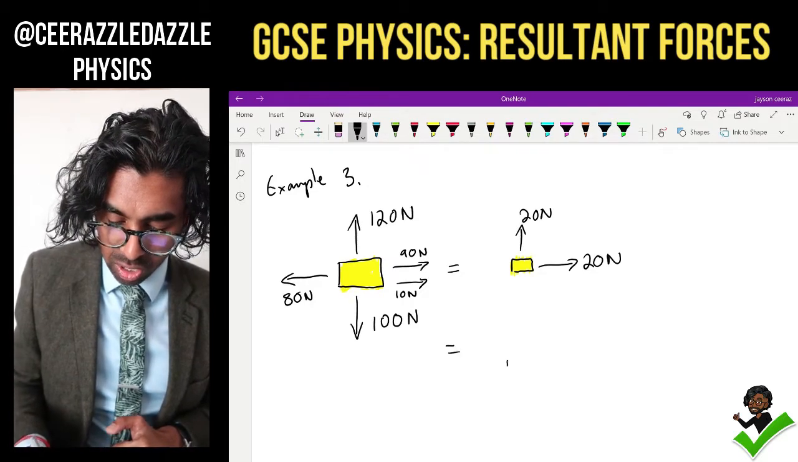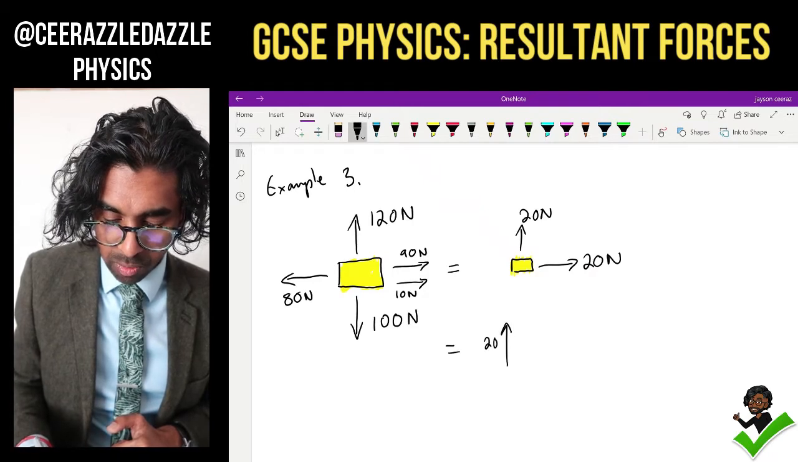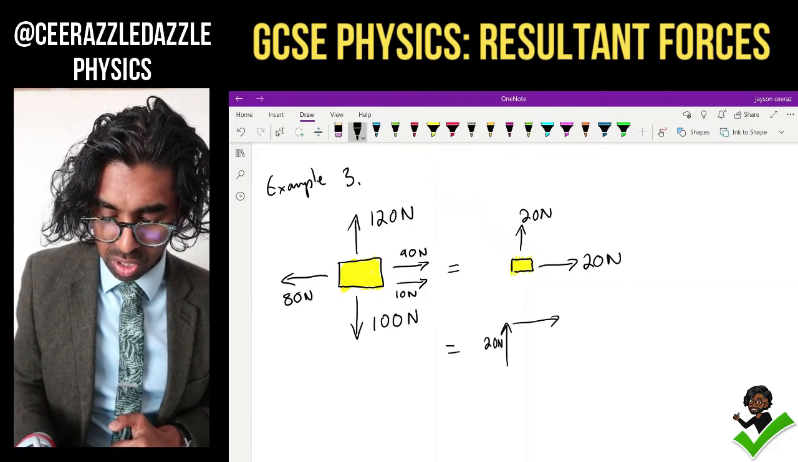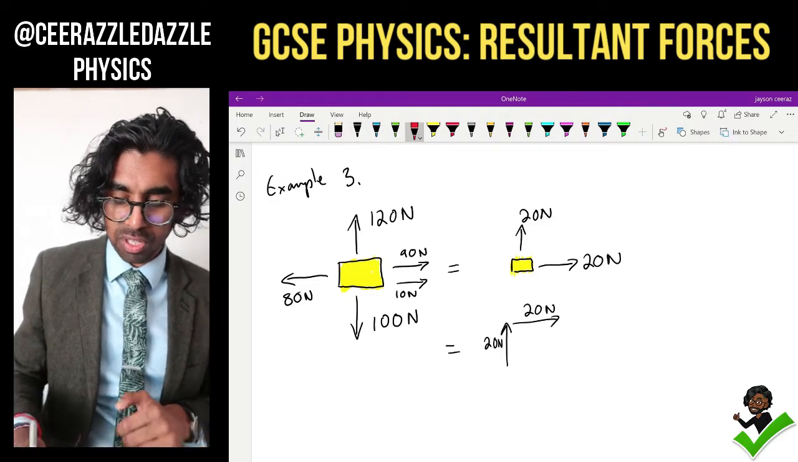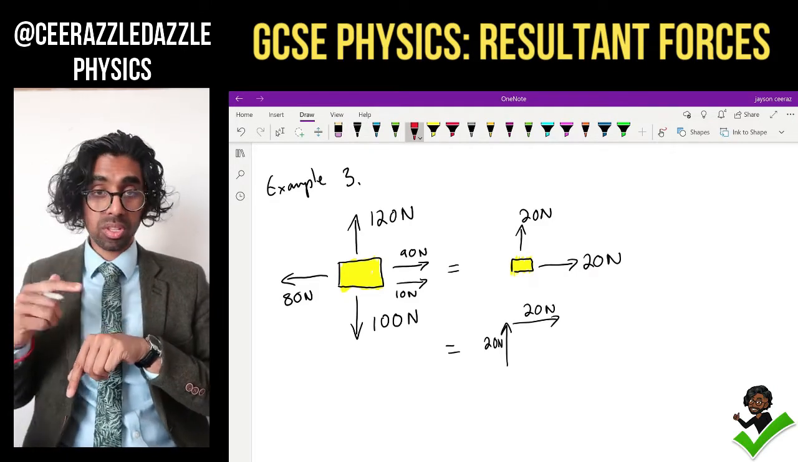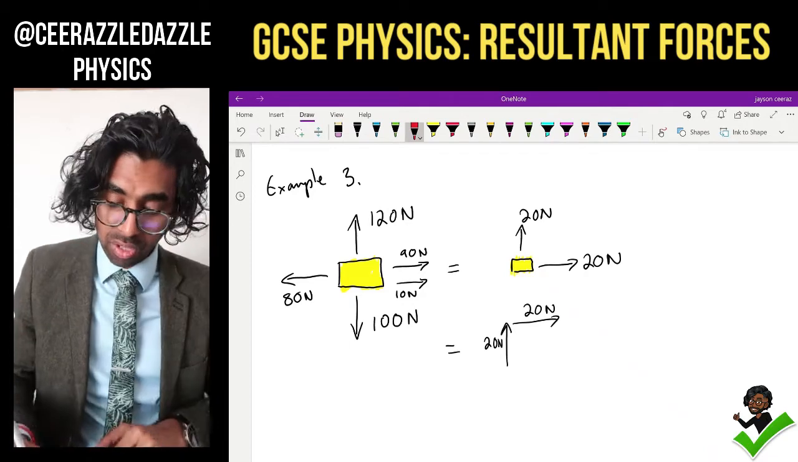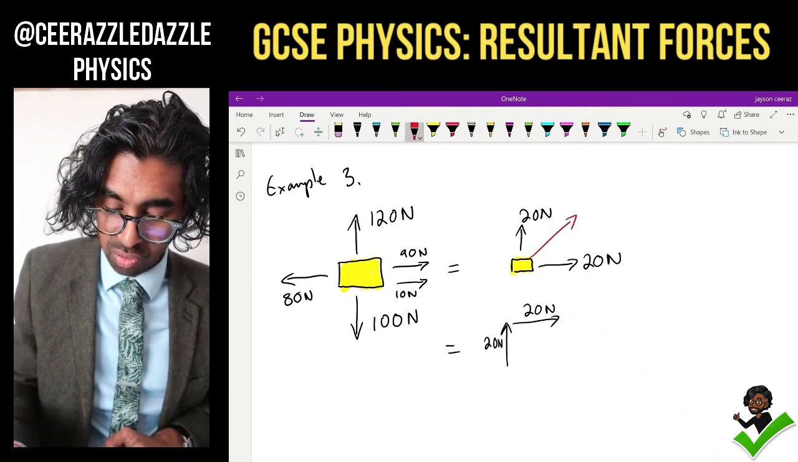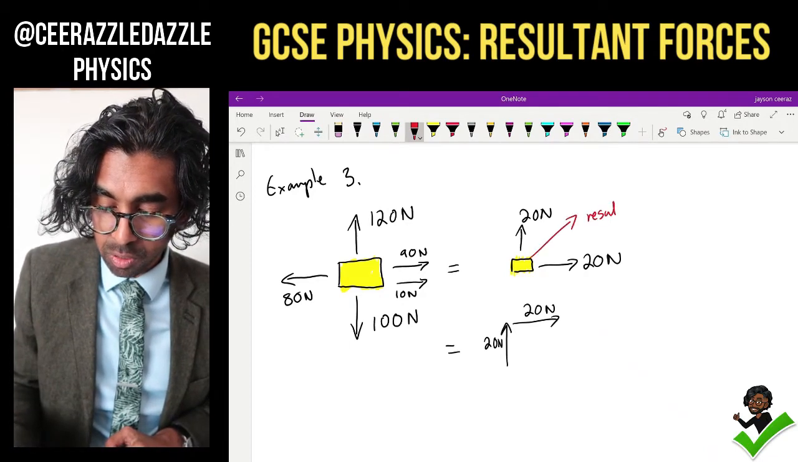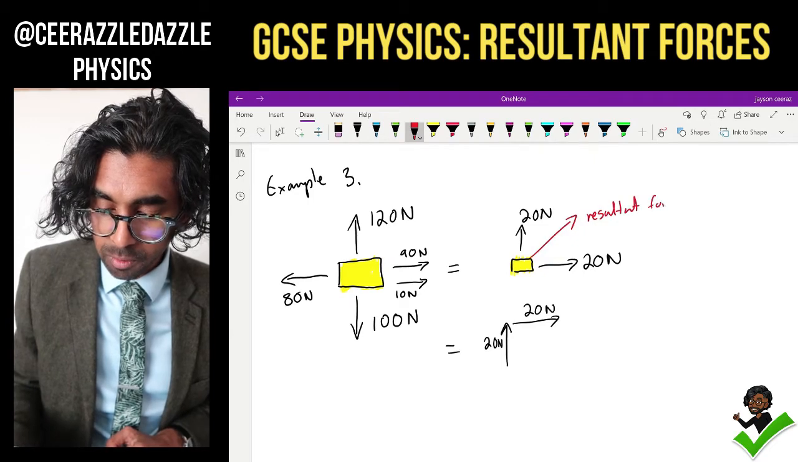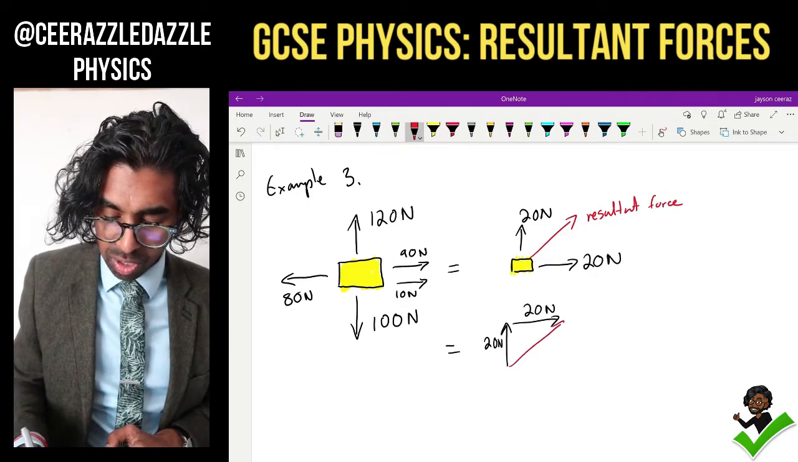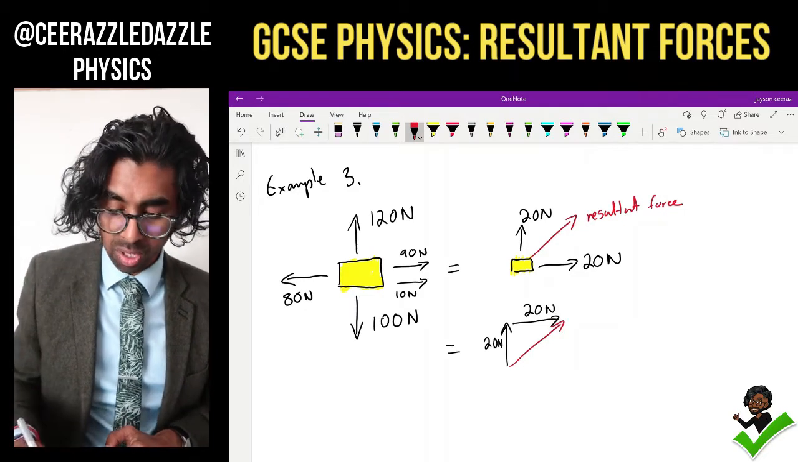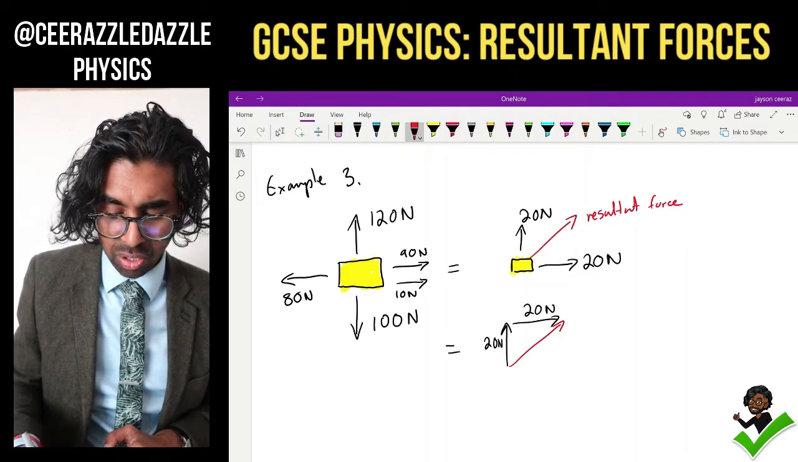So I know there's 20 newtons going up. I also know there's 20 newtons going over here. To work out the resultant force is obviously, look, think about it, if I'm being pulled upwards and there, I'm going to move along this path over here. So the red is the resultant force. Okay, so how can I work that out? I can use a little bit of Pythagoras from mathematics. So I can work out this value here, the resultant force F.